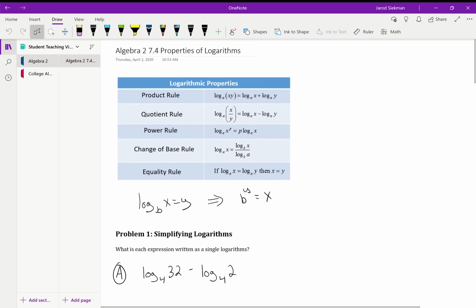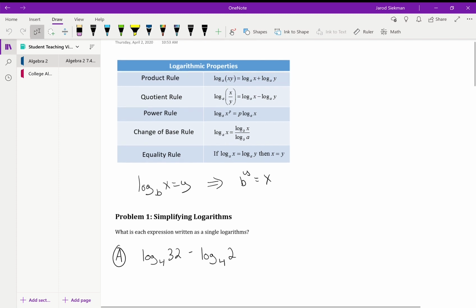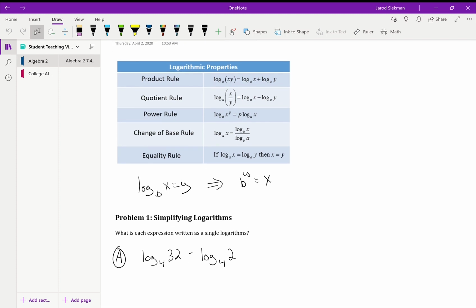And today we are going to start with Section 7.4, Properties of Logarithms. So go ahead and pause the video right now if you want to write down these different logarithmic properties.